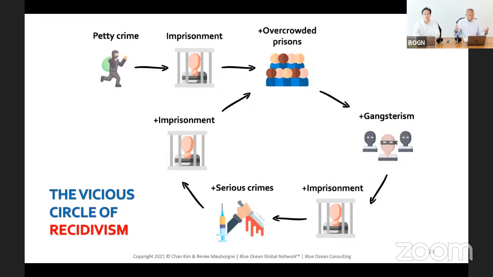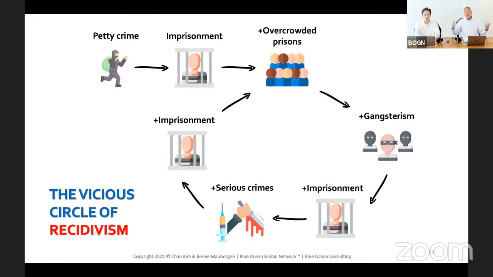Now, the question is that no country has ever been able to solve this problem, because this problem is not a prison department problem. It's a social problem. Although the problem seems like a prison department problem, it's a social problem. So how do you solve the problem?